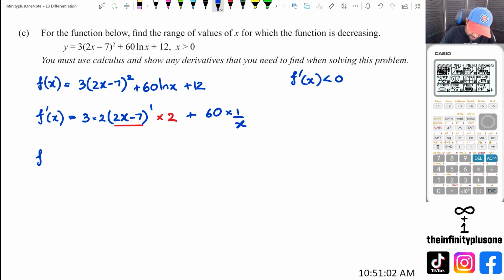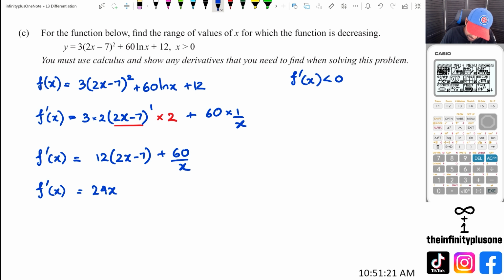So what I'm ending up with is f dash of x equals 6 times 2. Now I've got 12, no, hang on. I've got 12 times (2x minus 7) plus 60 over x. Then f dash of x is equal to 24x minus 84 plus 60 over x.